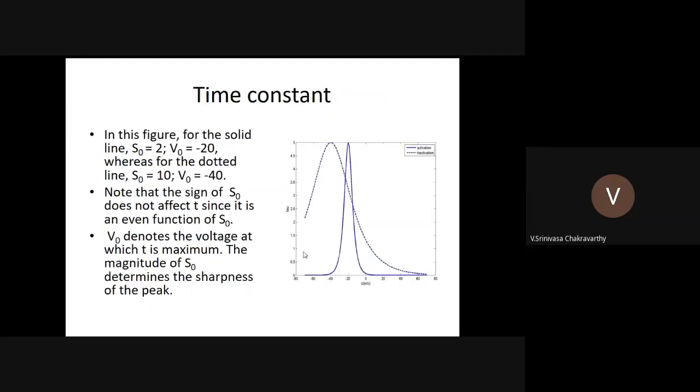Then the time constant happens to be an even function. That means it goes to a maximum at some finite value, and on both sides it decreases, which is shown in this curve.